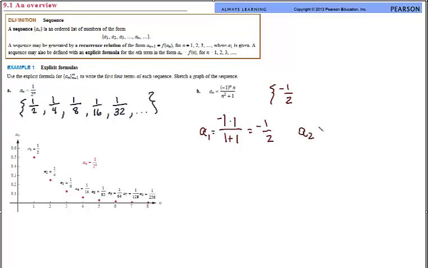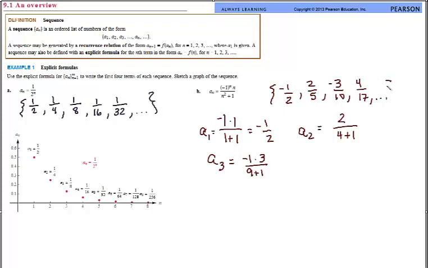Let's do a sub 2. That means I will replace my n's with a 2, so negative 1 times negative 1 is positive 1. This would be 2 over 2 squared is 4 plus 1. This would be 2/5. A sub 3, plugging this in, negative 1 to the third is negative 1 times 3 over 9 plus 1. This would be negative 3/10, and if I continue on in this fashion, the fourth term would then be 4 over 17, dot, dot, dot. And now I have listed the first 4 terms.